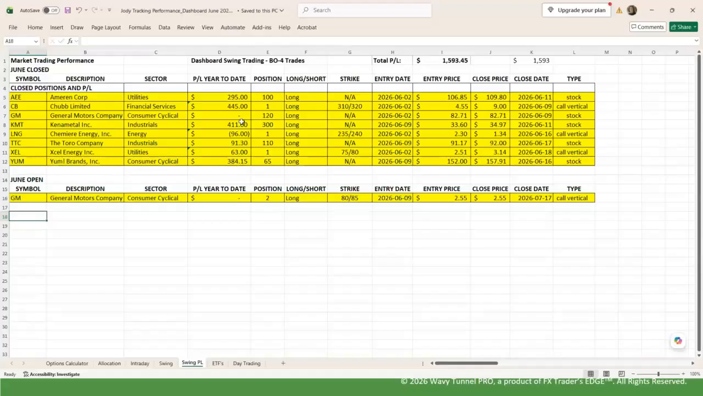And this is the P&L since I started to take these trades. And the entry date, the first trades were taken on June 2nd. The next trades were taken the week later on June 9th. So this is the cumulative P&L. We have one position left. It's a General Motors 80-85 bull call spread, and this expires in July, so this is still open. But these are all closed, and these are all the P&Ls.